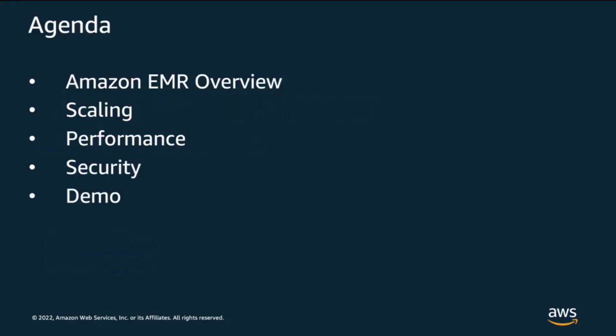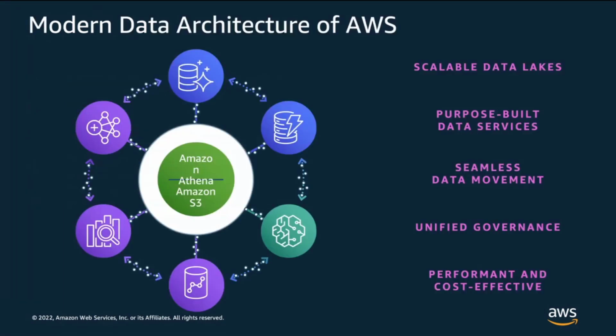Let's start with our agenda today. First, I'm going to give you the overview of Amazon EMR, and then we're going to go with the scaling options. What are the available options for scaling? The third one is performance, how you can improve EMR performance with the multiple options we have in AWS. And then we're going to look at how you can secure your cluster. At later stages, I will be giving a demo of a small Spark job. So that is the plan for today. Hope to start the journey with everyone right now.